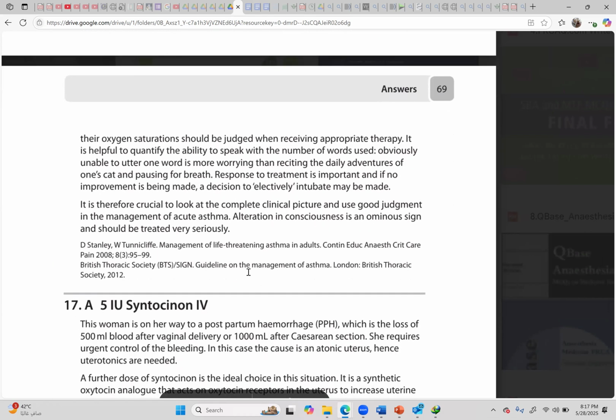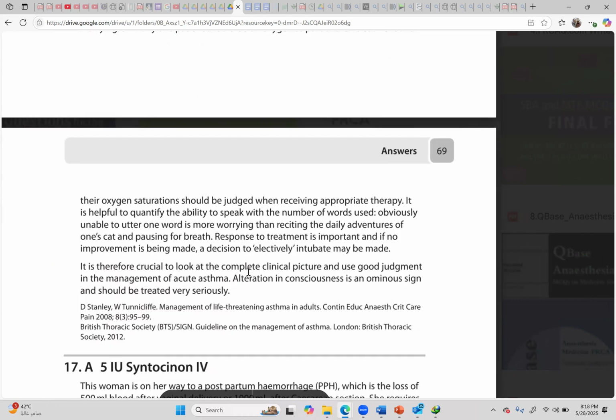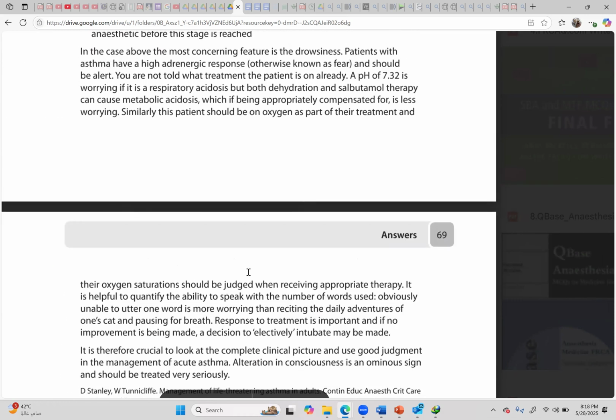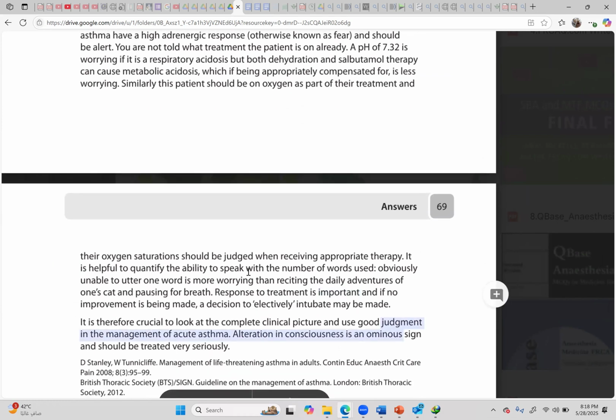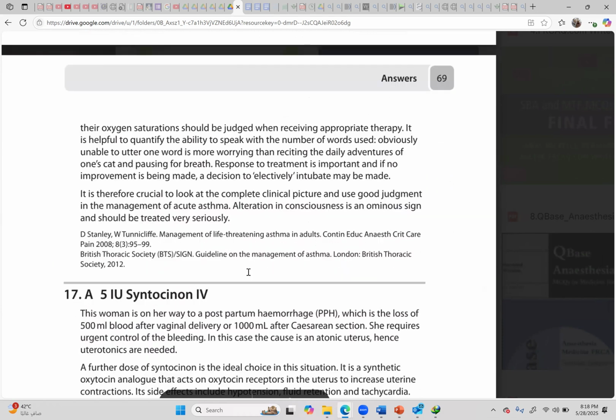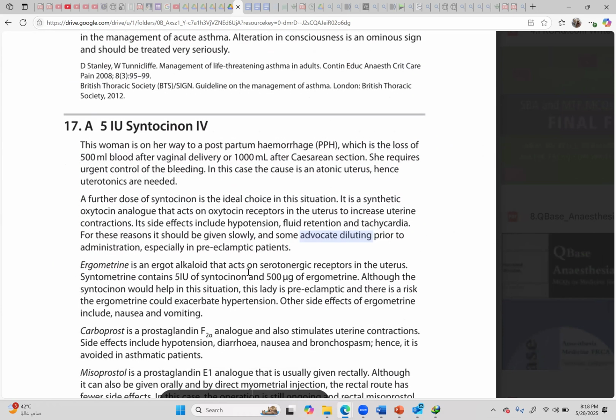Okay. So thanks. At least one of my options is correct. Okay, I'm sorry. I think there was something left here as well. So in the last question we read up to here. Let's see if anything else is written. Okay. So sorry, 5 international units syntocinon.